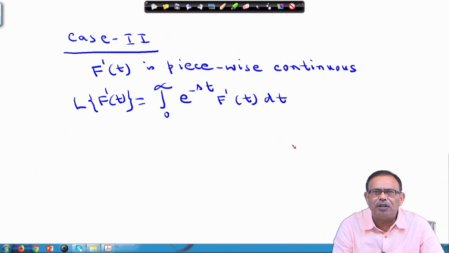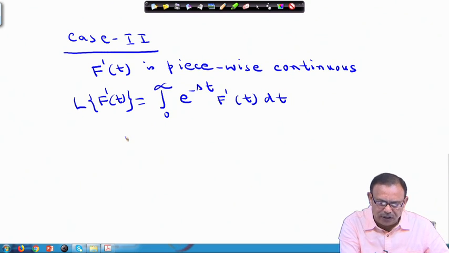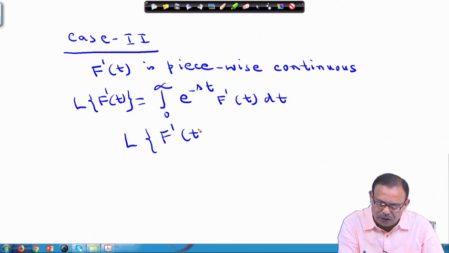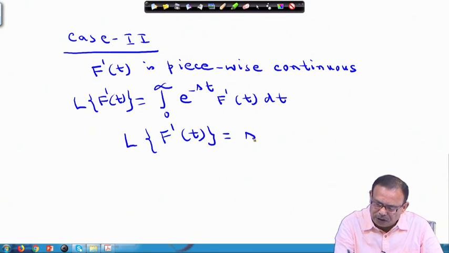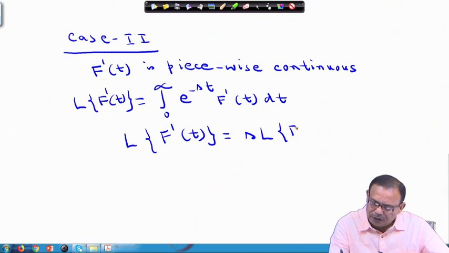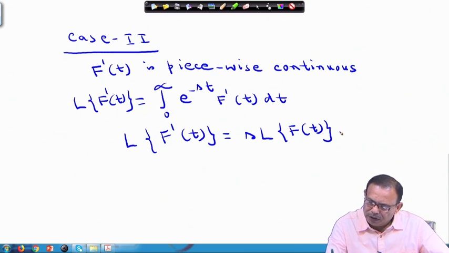So, since f dash t is continuous in each of the sub intervals, therefore, just like case 1, we can prove in the similar way, in each of the sub intervals the integral exists and it has a value, and if we calculate, we will get the value as same as we got it for the case 1, that is Laplace transform of f dash t. This is equals s into Laplace transform of f t minus f 0.